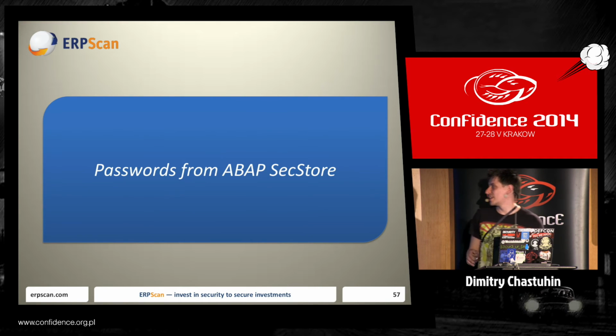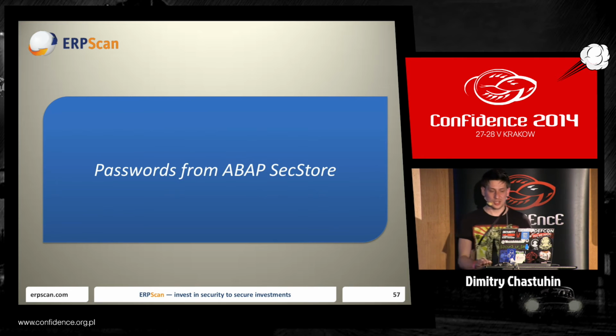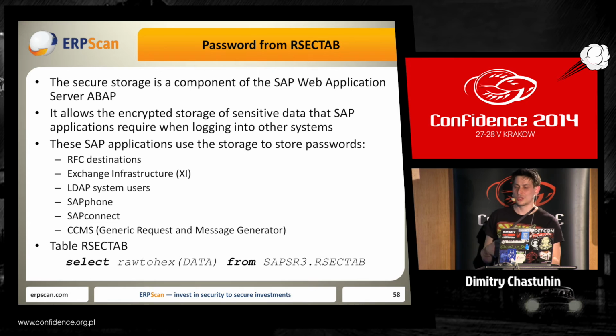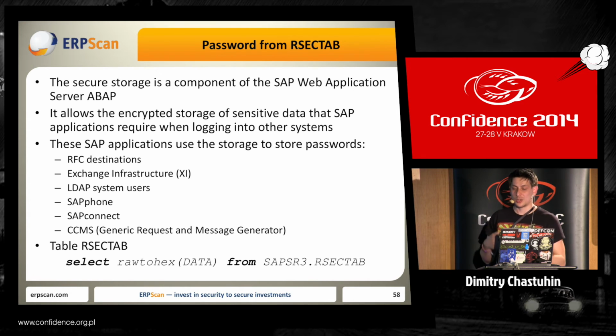Okay, go to the ABAP stack, the place where the ABAP stack stores sensitive information. It is called ABAP Security Storage. The security storage is a component of SAP. It allows the encrypted storage of sensitive data that SAP applications require when logging into other systems, like RFC destinations, exchange infrastructure, LDAP system users, etc. And all this data is stored encrypted in the SAP table RSECTAB.